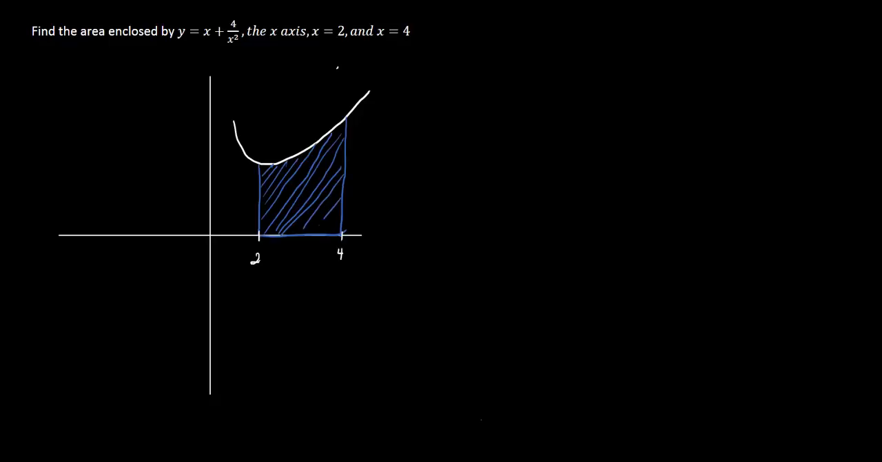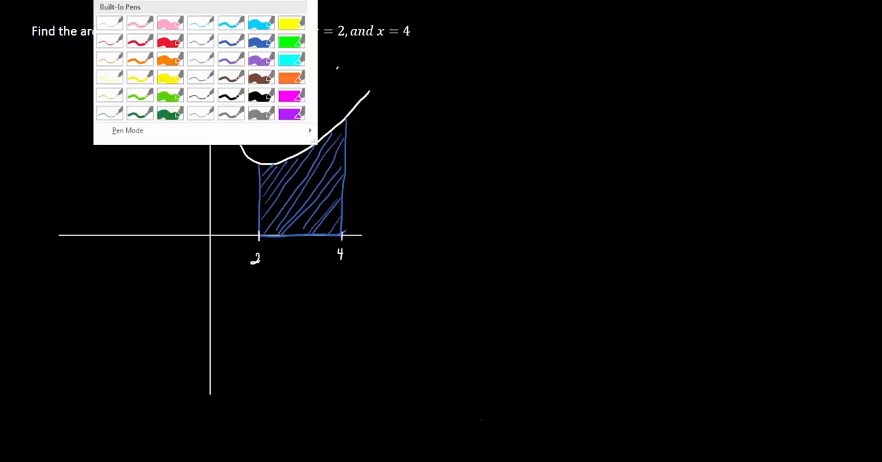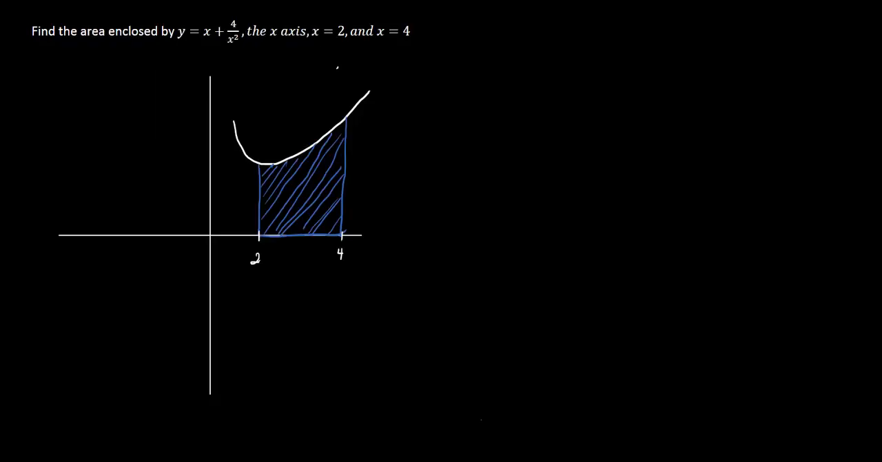So we recognize that this area exists above the x-axis, so we expect it to be a positive area, as well as the fact that it is a small integral. We're only going from 2 to 4, so it shouldn't be that large. We shouldn't be getting huge numbers because we're integrating from 2 to 4, and (x plus 4) over x squared is relatively close to the x-axis at these 2 points. So let's go ahead and figure this out.